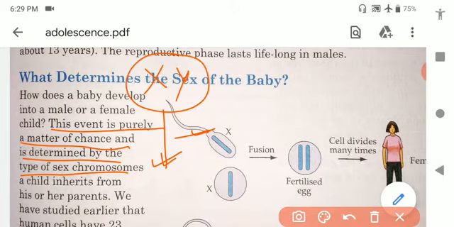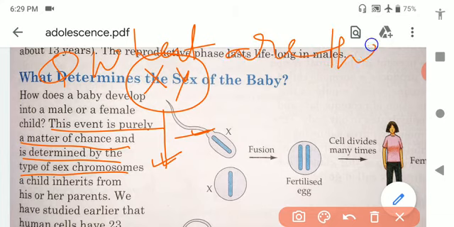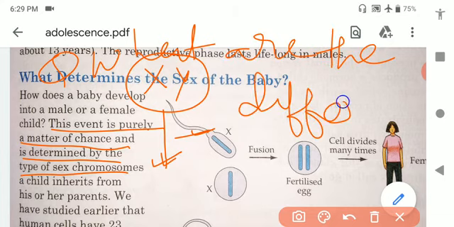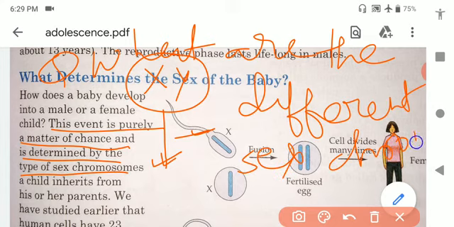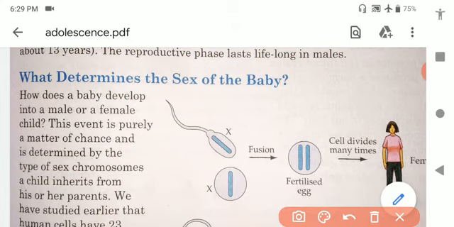Write down this question. What are the different sex chromosomes found in male and female? Okay. And the second question, how does a baby develop into a male or female child?